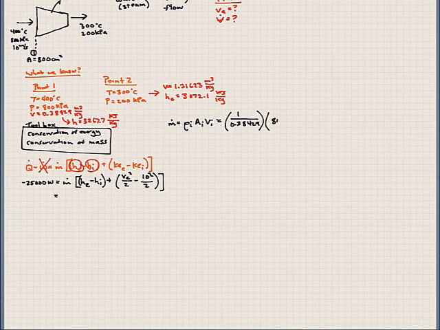So 800 centimeters squared, and I'm going to go ahead and convert that to meters squared. So that's 1 meter over 100 centimeters, squared. And the velocity at the inlet is 10. Okay, so we put this in our calculator here, and we'll get the mass flow rate for our system is 2.082 kilograms per second.